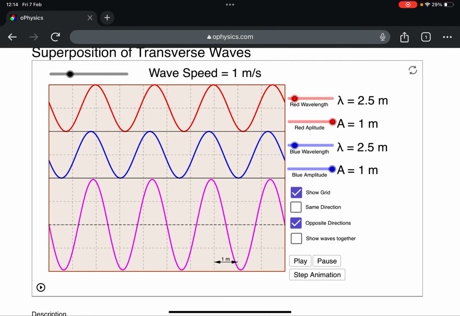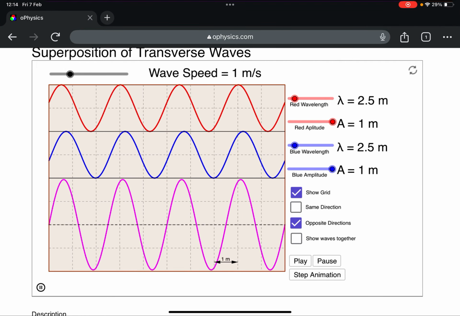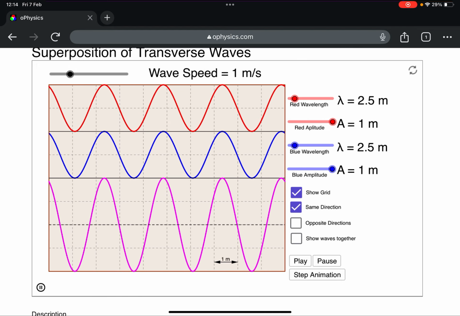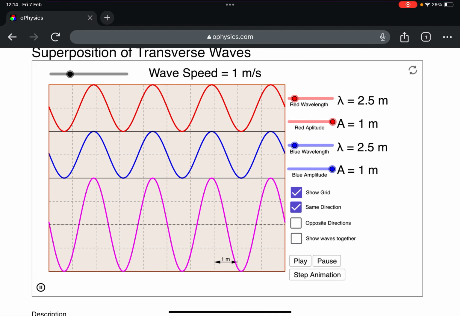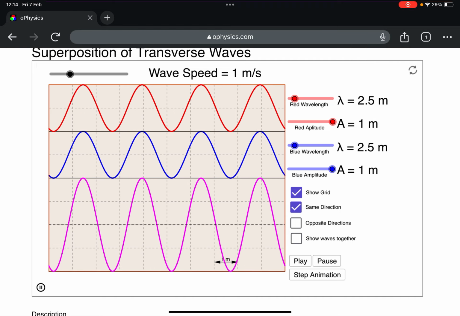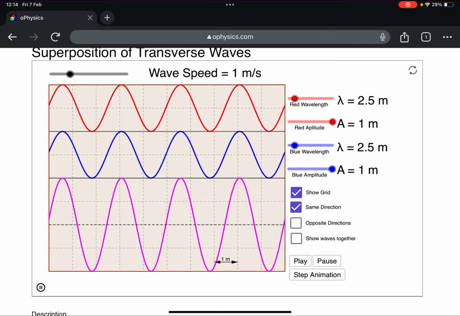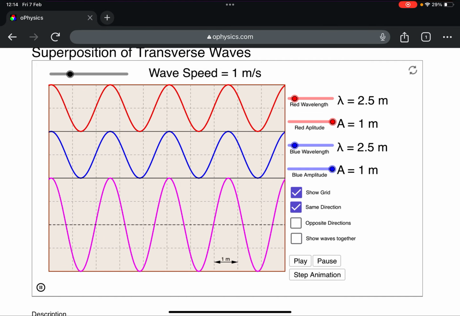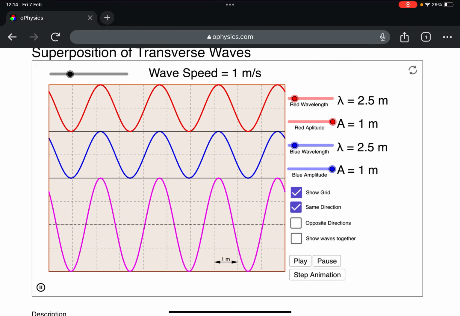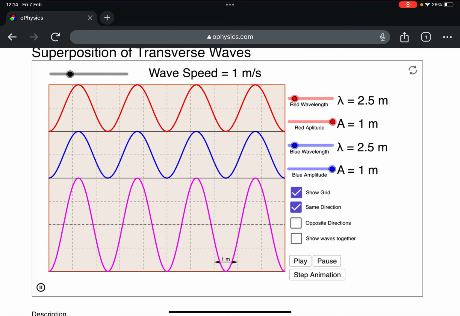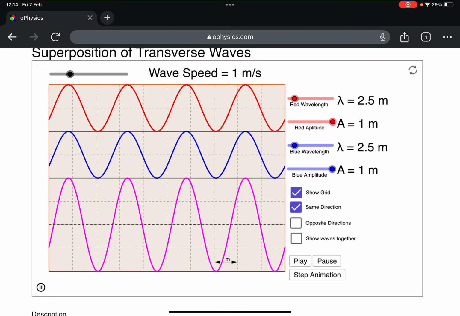So let me show that to you here. I need that to be true. The red and the blue wave are coherent. Same frequency, same wavelength, and there is zero phase difference between them. There's a fixed phase difference, and the resultant in pink is a stable interference pattern.